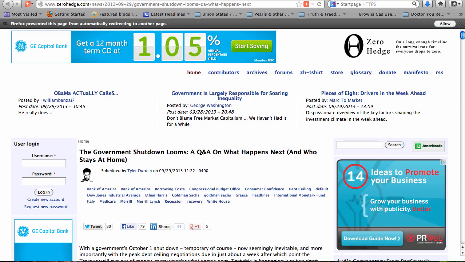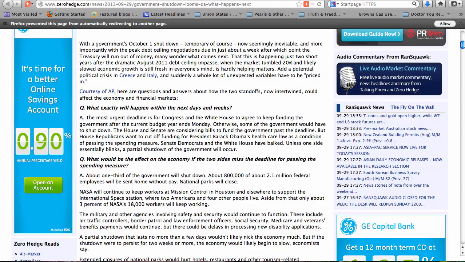Focus this week from zerohedge.com. The government shutdown looms. A Q&A on what happens next and who stays at home. Some quotes from the article. With the government's October 1st shutdown, temporary of course, now seemingly inevitable, and more importantly, with the peak debt ceiling negotiations due in just about a week, after which point the Treasury will run out of money, many wonder what comes next.